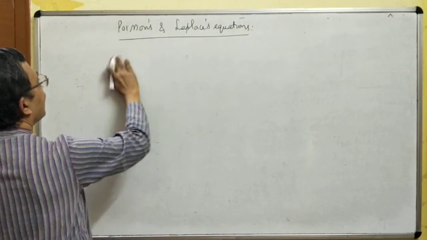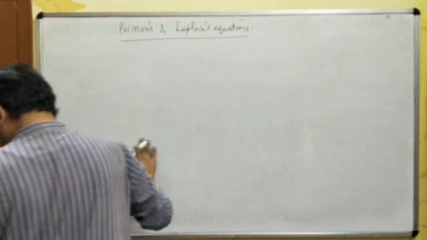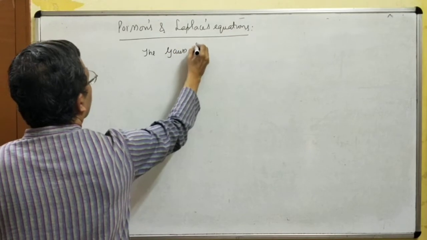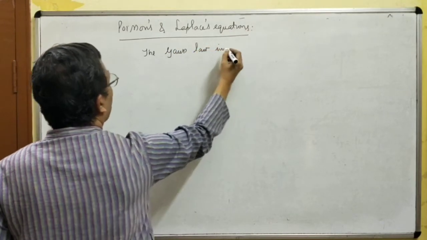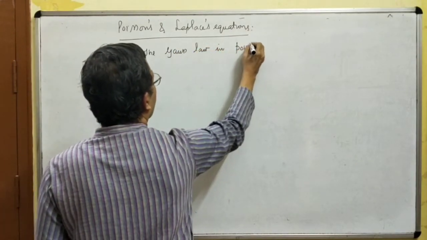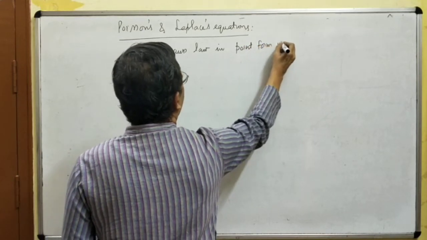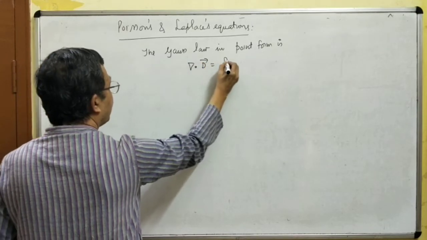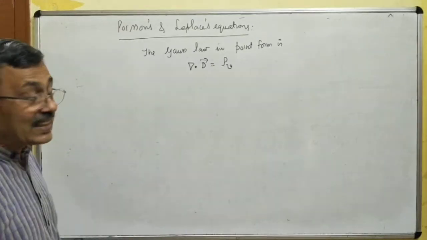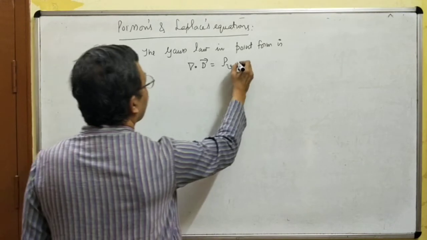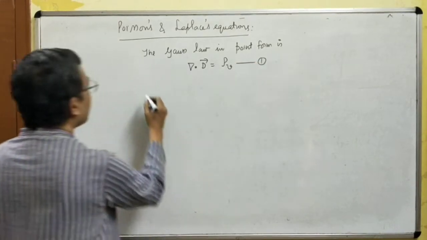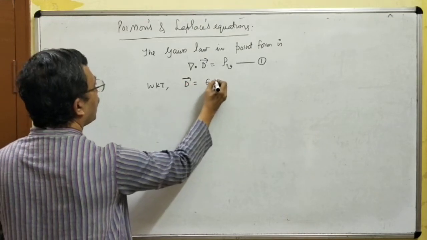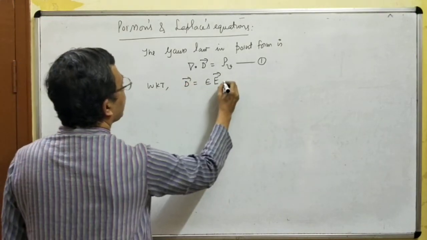Right? The Gauss law in point form is divergence of D is equal to ρv. I call this equation 1. We know that vector D is equal to ε into vector E. Equation 2.